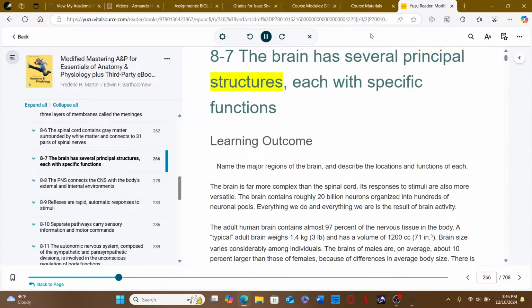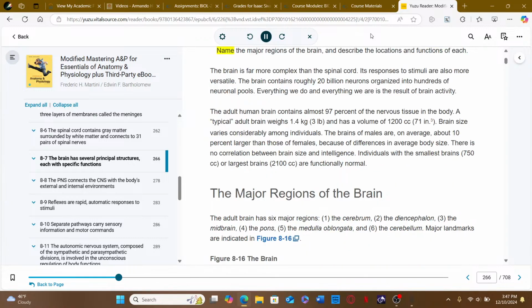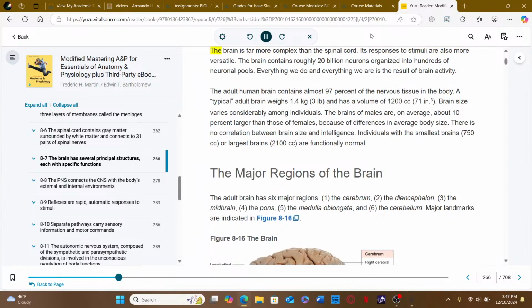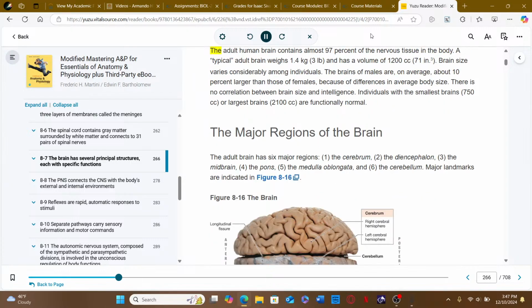8-7 The brain has several principal structures, each with specific functions. Learning outcome: Name the major regions of the brain, and describe the locations and functions of each. The brain is far more complex than the spinal cord. Its responses to stimuli are also more versatile. The brain contains roughly 20 billion neurons organized into hundreds of neuronal pools. Everything we do and everything we are is the result of brain activity.